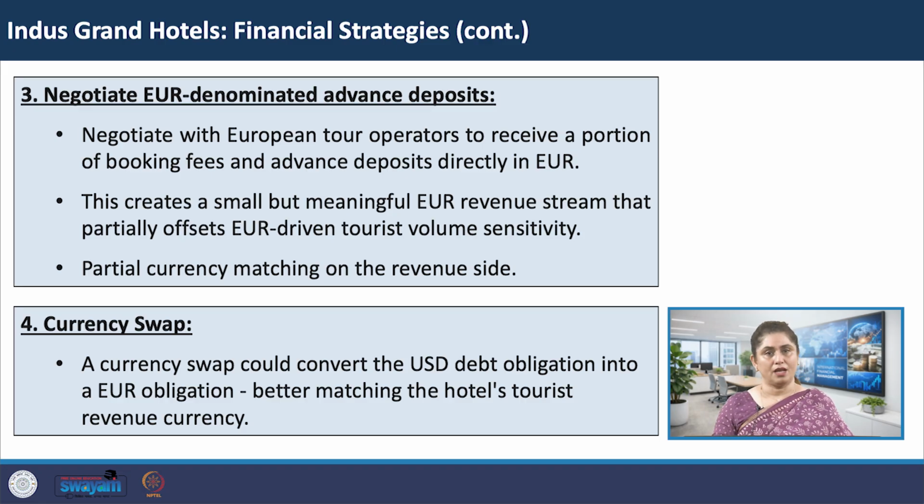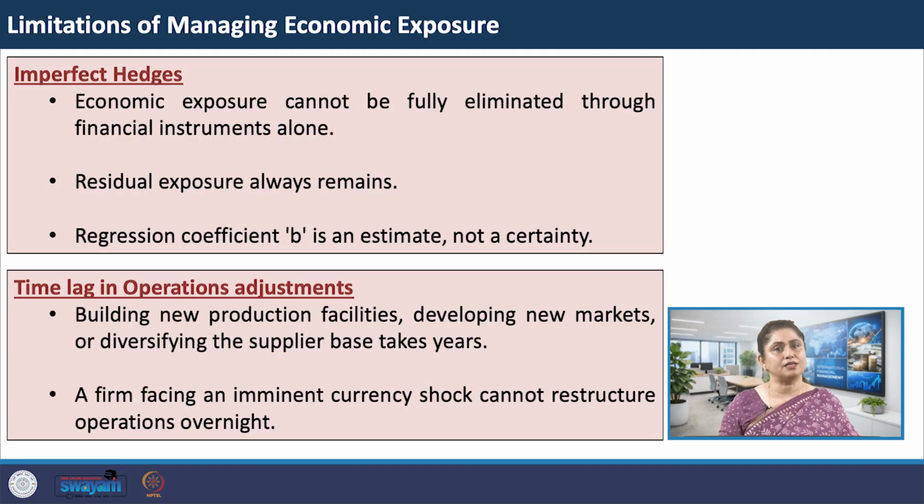And finally, as a preview of what is coming in the next lecture, a currency swap should convert the hotel's USD debt service into a euro payment stream, creating a much better alignment between the liability currency and the key tourist revenue currency. Unlike transaction exposure, where a forward contract can, in theory, provide a precise, complete hedge for a known cash flow, economic exposure hedges are inherently imperfect.